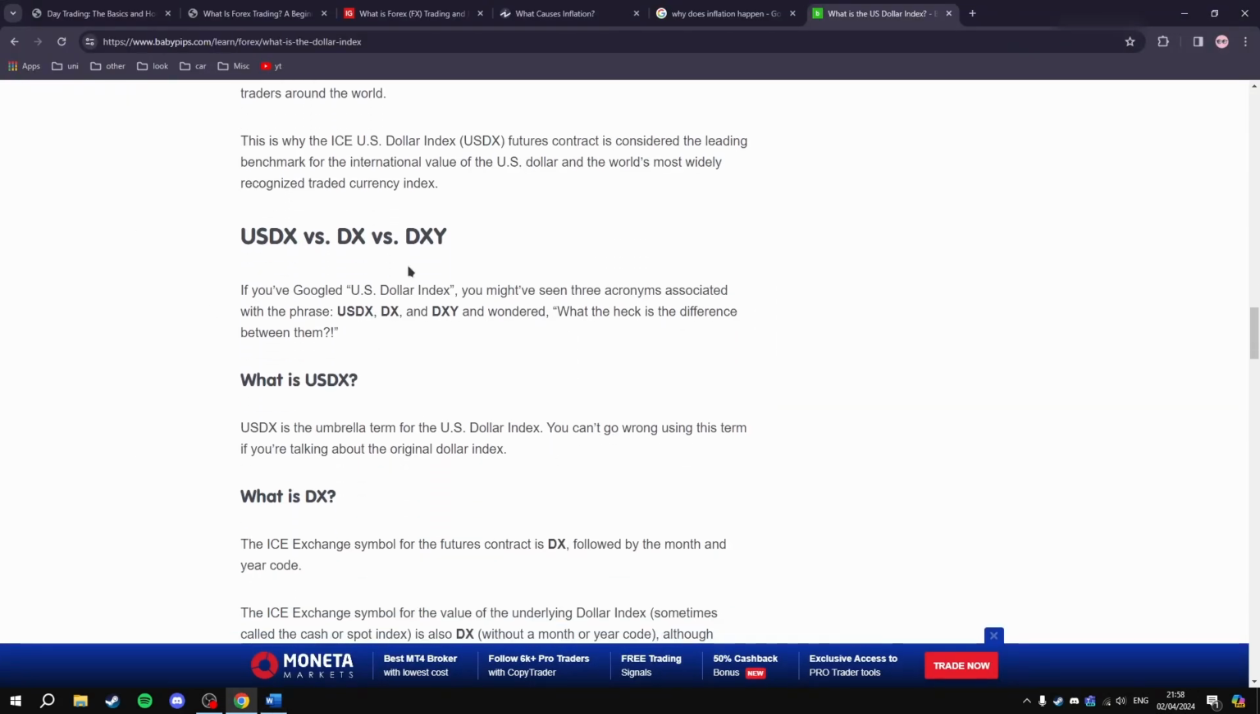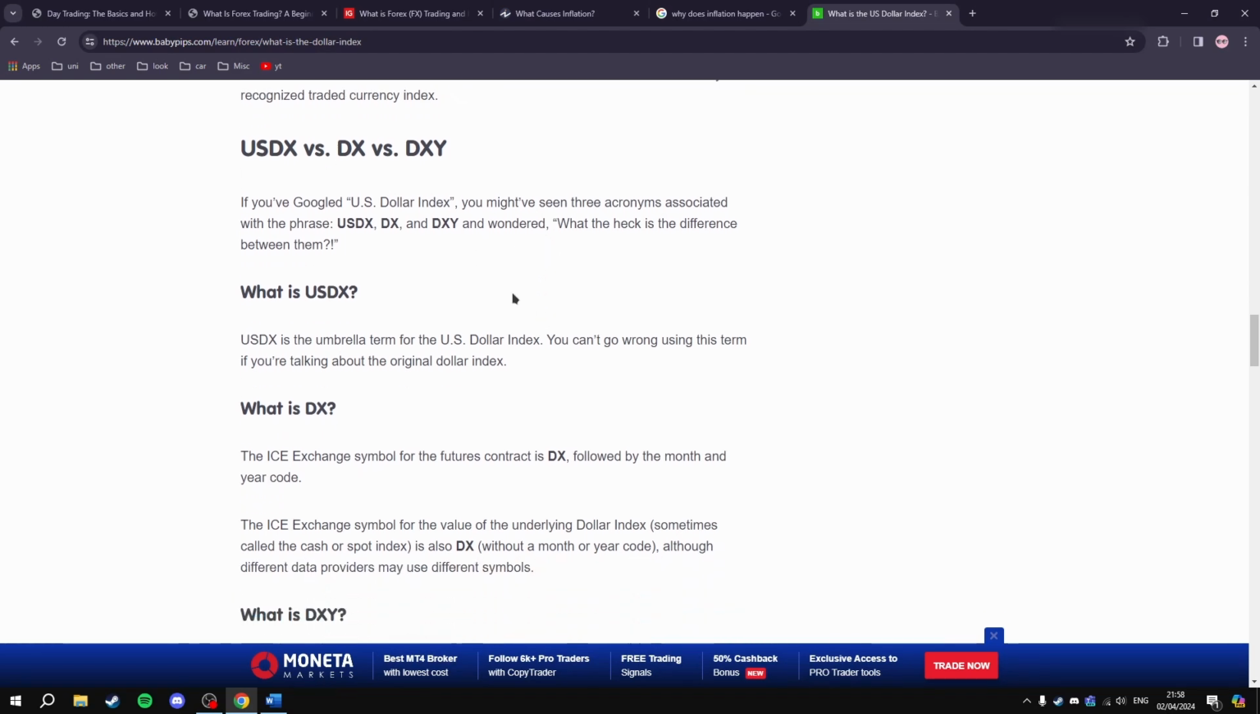USDX versus DX versus DXY. If you've googled US dollar index, you might have seen three acronyms associated with the phrase, USDX, DX, and DXY, and wondered what the heck is the difference between them. What is USDX? USDX is the umbrella term for the US dollar index.